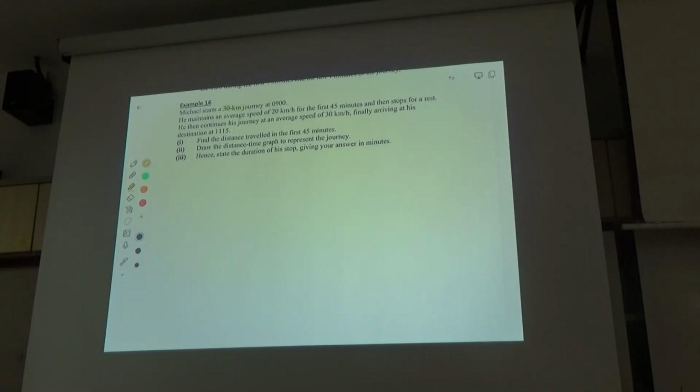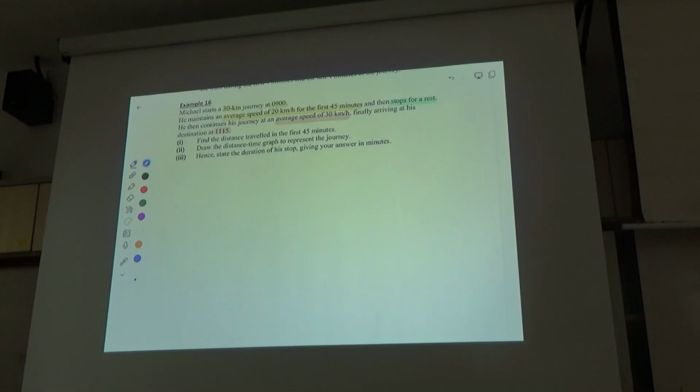First, it is a 30 km journey, started at 9 a.m. Average speed of 20 km per hour for the first 45 minutes. Then it stops for a rest. Okay? Then after that, he continues his journey at a different average speed of 30 km per hour. Maybe orange is not the color. Okay? So there are 3 different parts to his journey, right? Such that he later on ends at 11:15. We want to first find out what is the distance traveled in the 45 minutes.